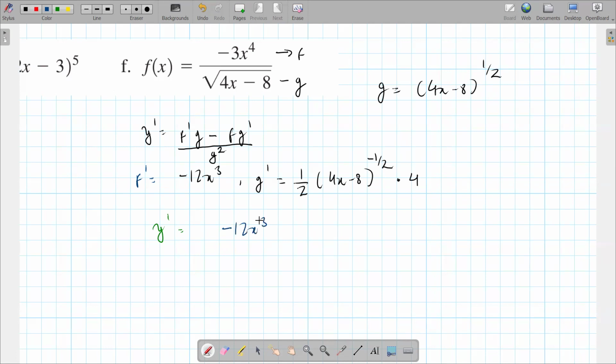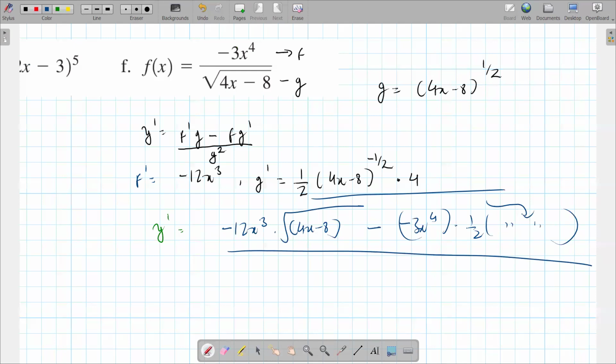So negative 12x cubed times g as it is, so 4x minus 8 square root, minus negative 3x^4 times this thing here. You know what I'm doing? This thing all over the original, so this thing squared. The root just kills the square. So the root disappears. And there you go. That's the answer. The root just goes away.